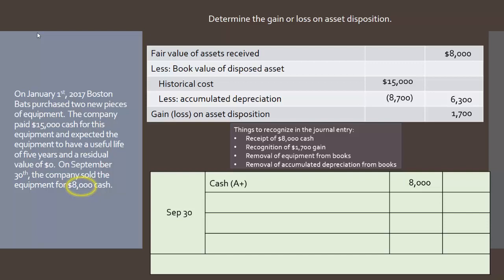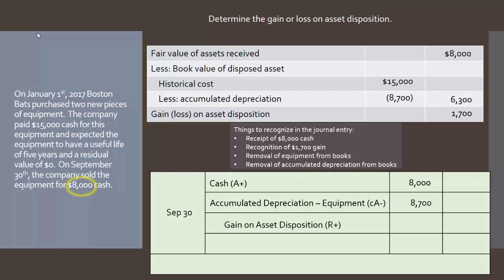And then we have our buddy accumulated depreciation, which is a contra asset account. Contra assets go up on the credit side, but we don't want it to go up because we're taking it off the books, so we need to debit it. So we're going to debit accumulated depreciation of equipment for the amount of depreciation that these pieces of equipment have accumulated at the time we're disposing of them, which, since we just brought our depreciation account up to date, we've determined was $8,700. Now we can throw in those credits.